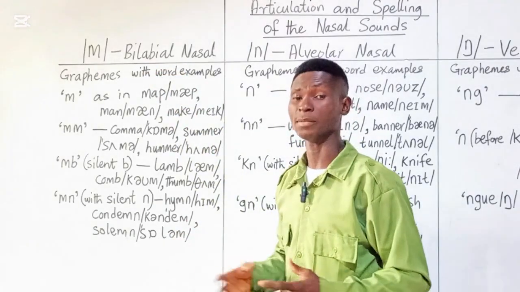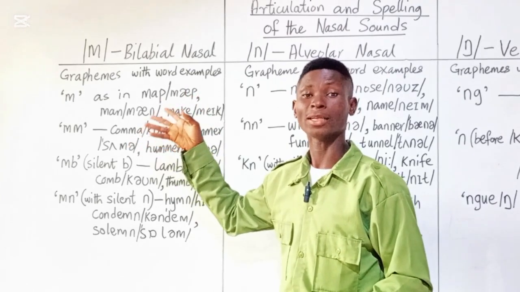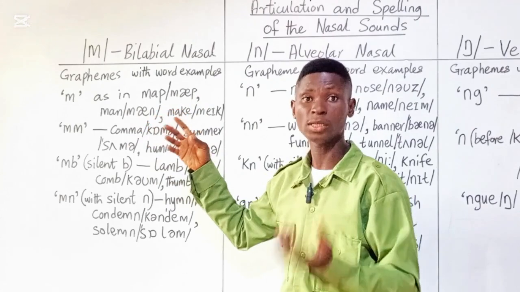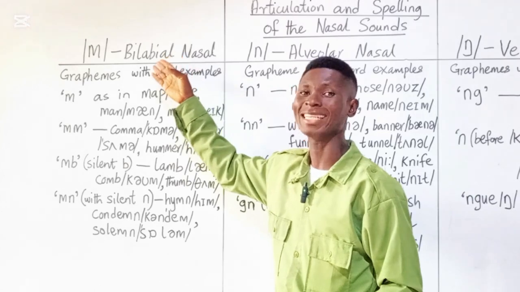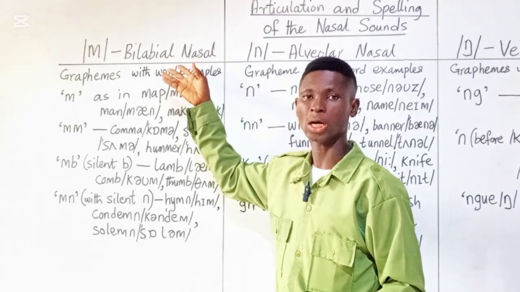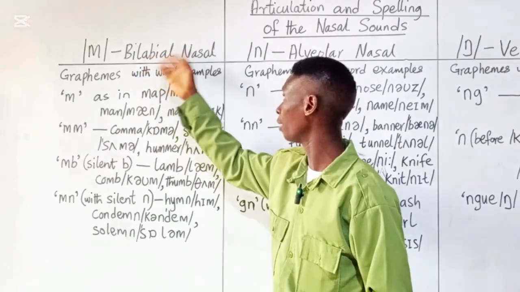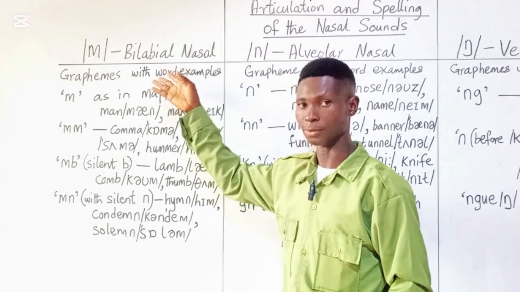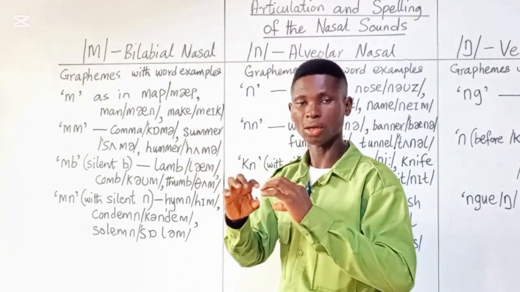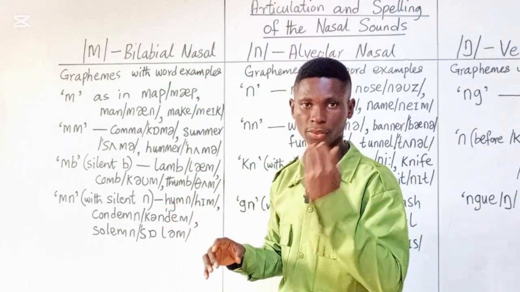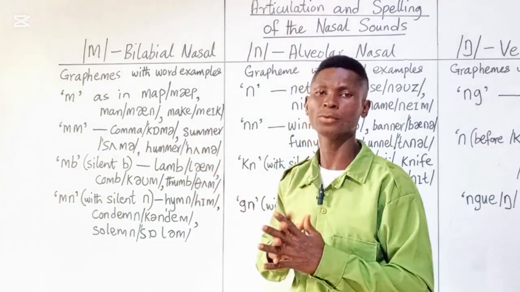Remember when I talked about bilabial plosive sounds, I said that there are sounds produced with the help of the two lips. So we have another bilabial sound here, and this one is nasal based on the manner of articulation. So that is how to realize the bilabial nasal. The two lips will come together and obstruct the flow of air from passing through the mouth, and the air will find its way out through the nose.